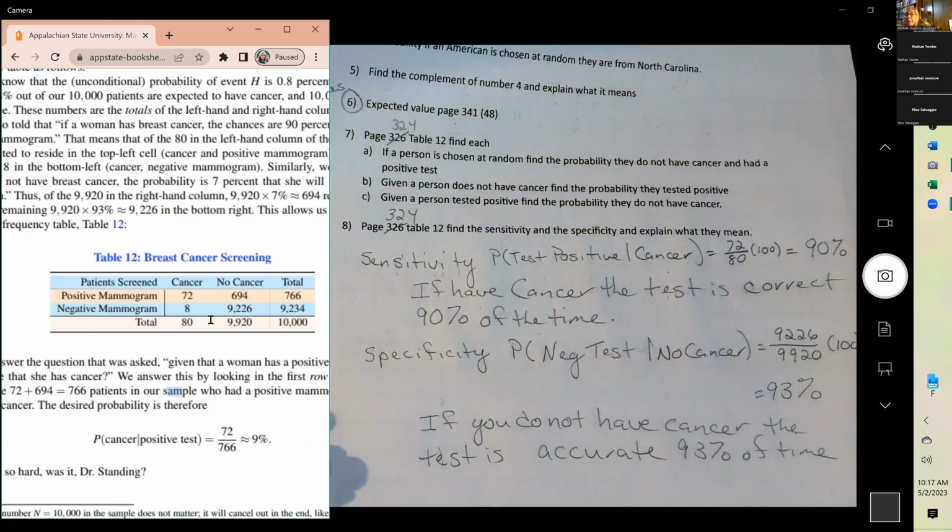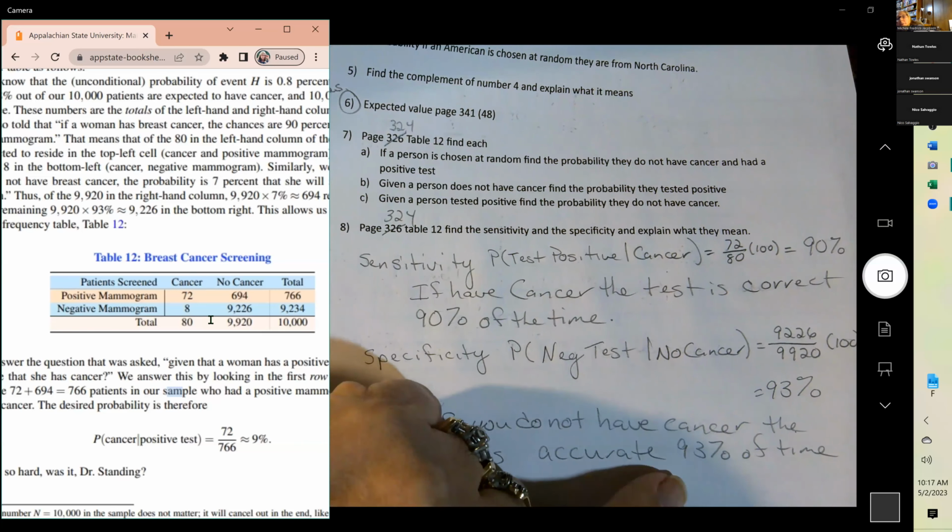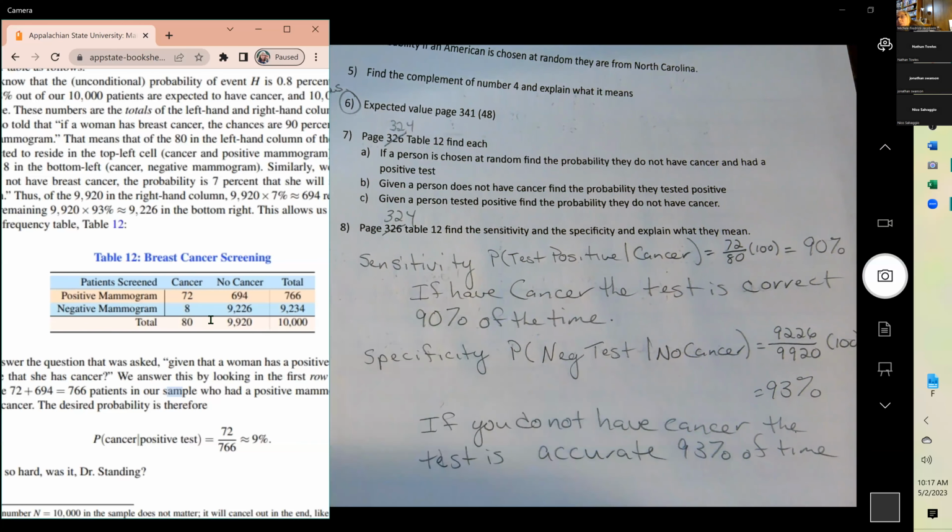So the specificity is even stronger. It's 93%. That means if you don't have cancer, the test is correct 93% of the time. So 7% will be told they have cancer even though they don't. Any questions on that?